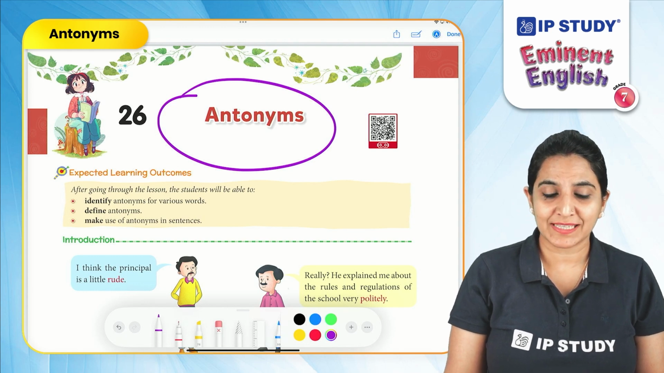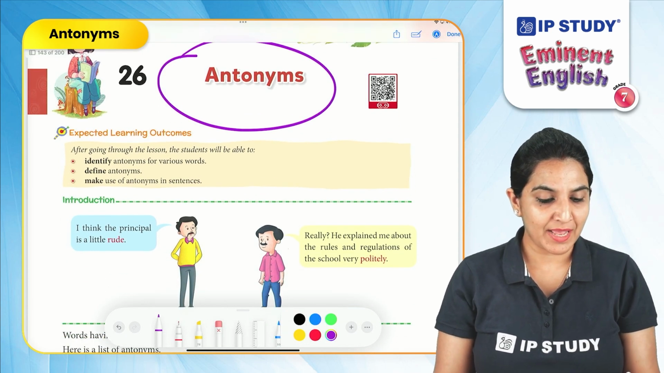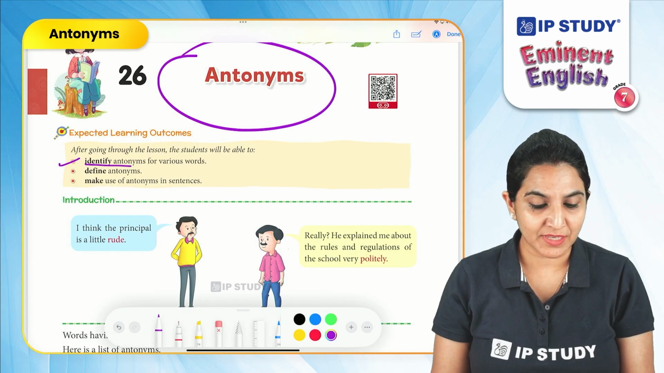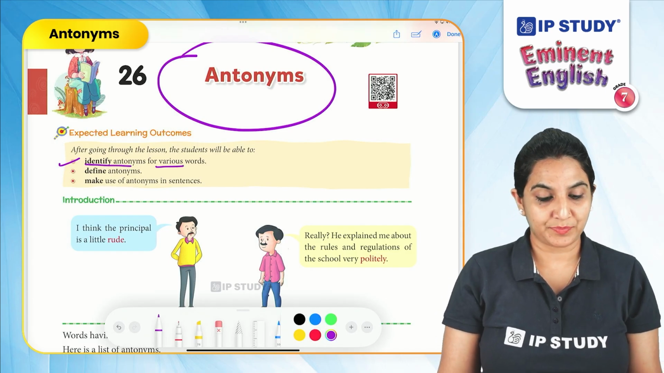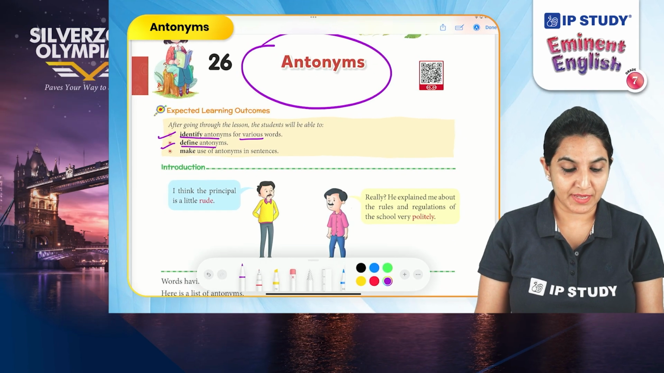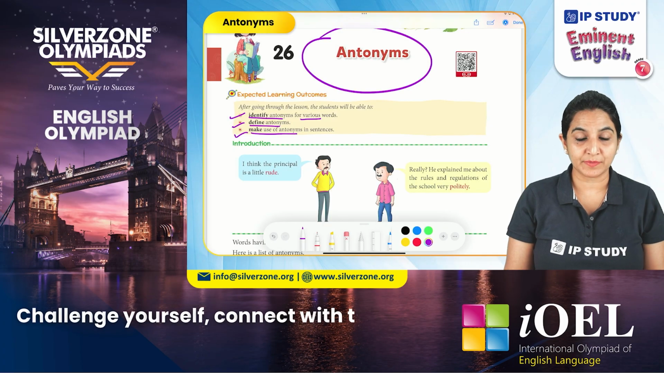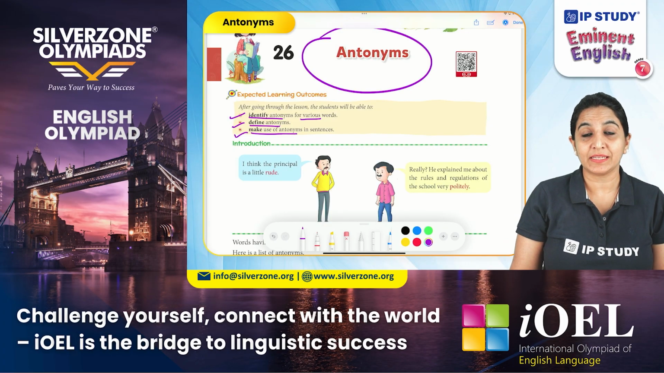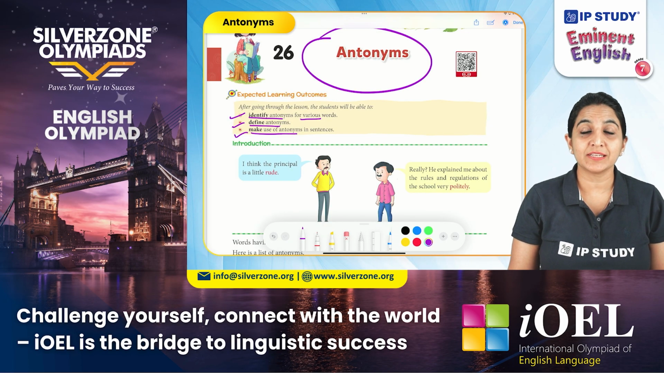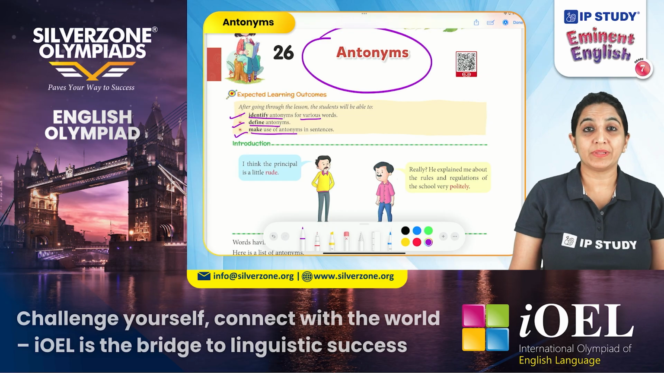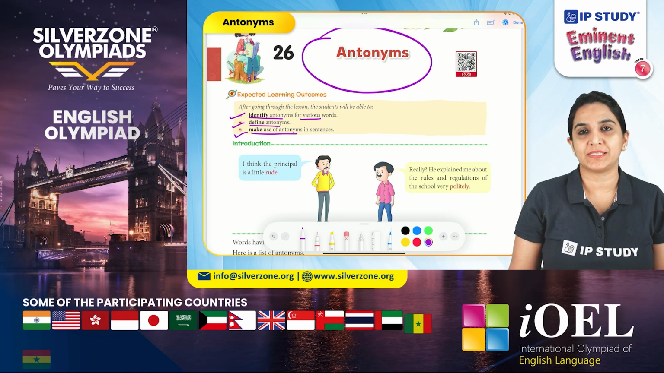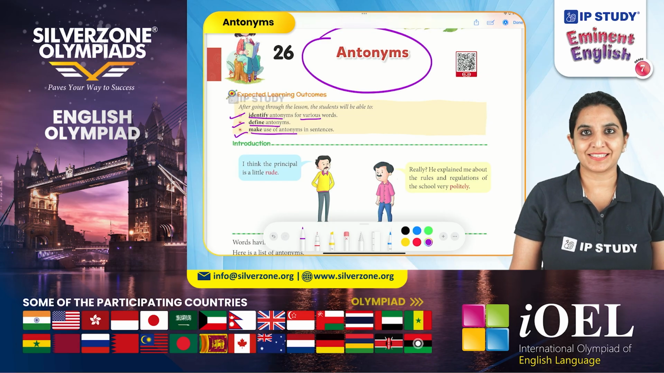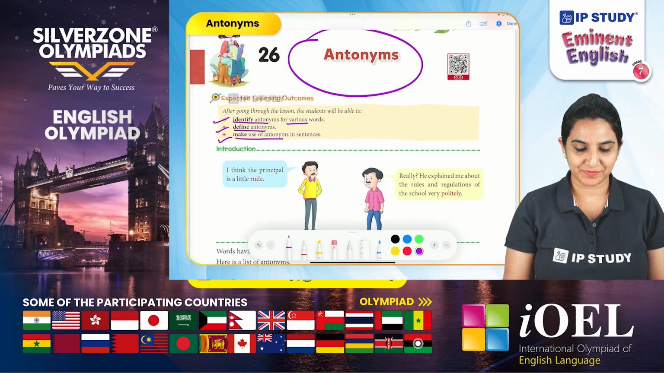Before the end of this lesson, you will be able to identify antonyms for various words, define antonyms, and make use of antonyms in sentences. That means you will be able to construct sentences easily with the words which are opposite in meaning. Let us study this example before we go further.